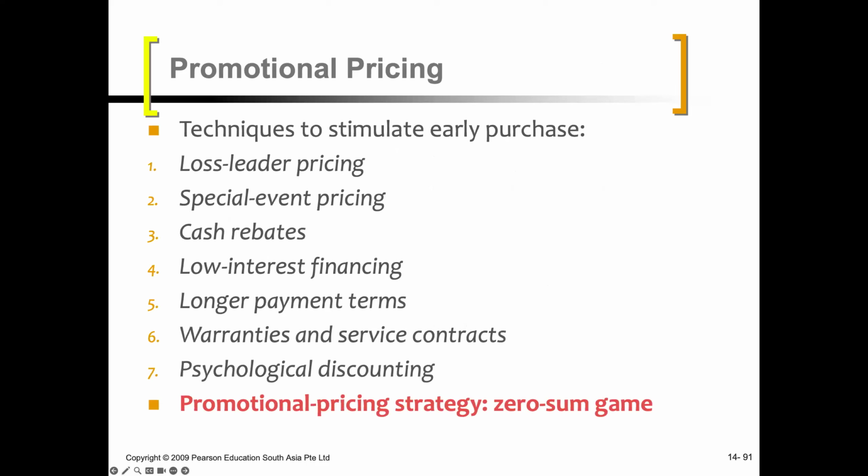Promotional pricing. Here are some techniques to stimulate early purchase: loss leader pricing, special events, cash rebates, low interest financing, longer payment terms, warranties and service contracts, and psychological discounting.